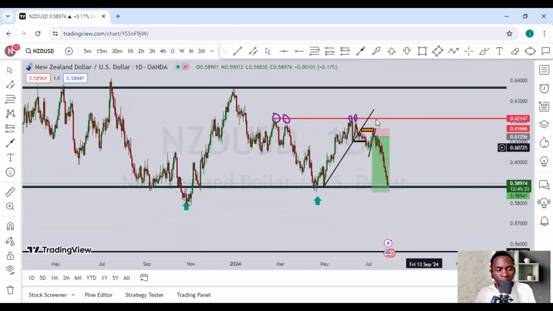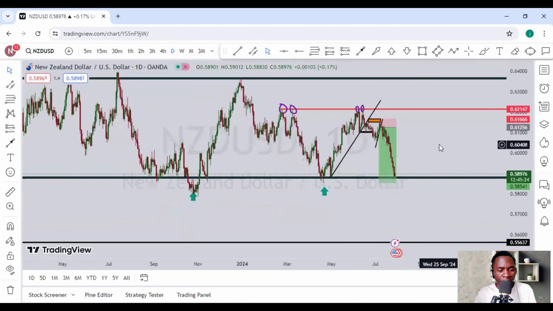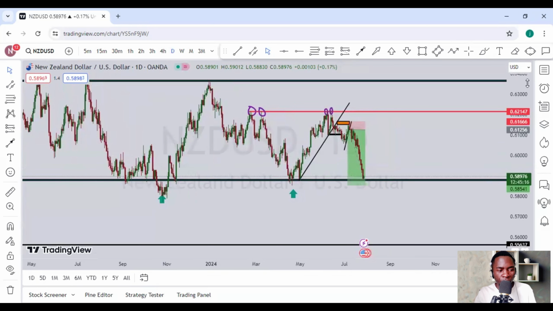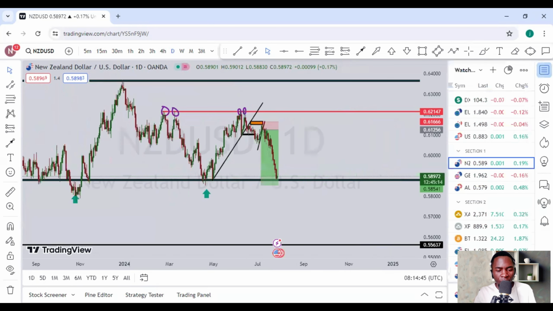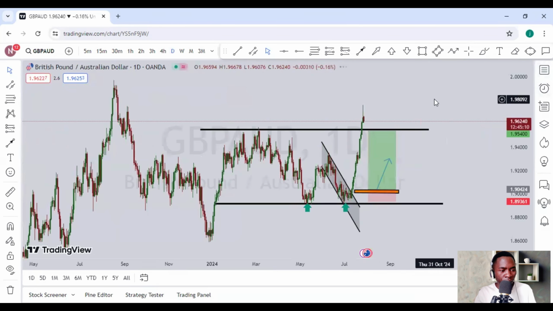If you remember, in my previous video I told you to sell, and that's exactly what happened. So maybe now we can start looking for buys because we are at the level. But this one I will analyze another day. So that's all for NZDUSD. It went very well to my take profit. That's a story for another day.